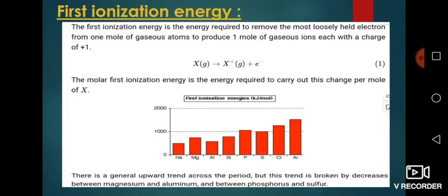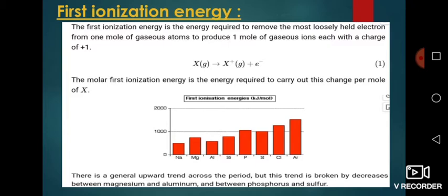Ionization energy may be first ionization energy or second ionization energy. So first ionization energy is that amount of energy which is required for the removal of the first electron from the outermost shell of an isolated gaseous atom. Second ionization energy is that amount of energy which is required for the removal of the second electron from the outermost shell of an isolated gaseous monopositive ion.